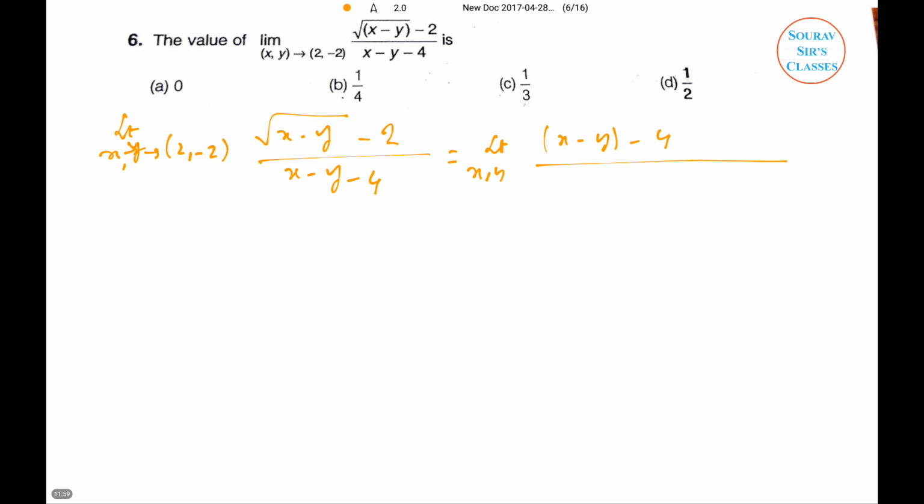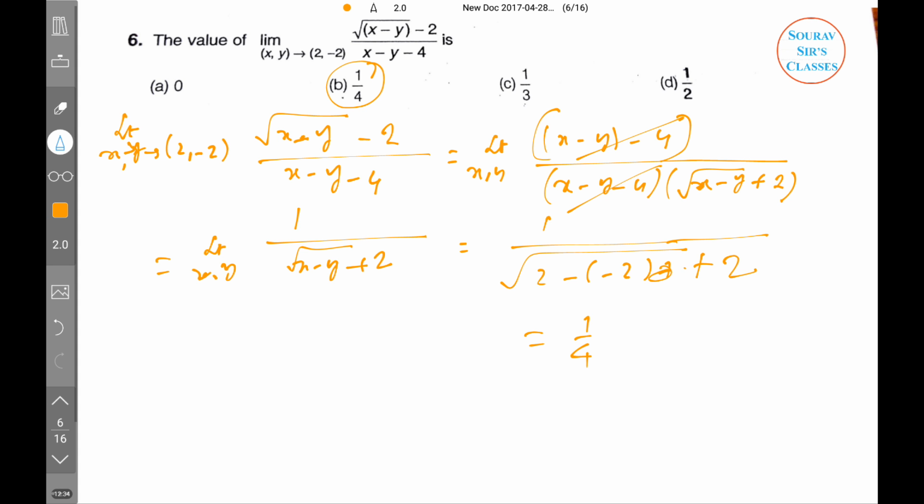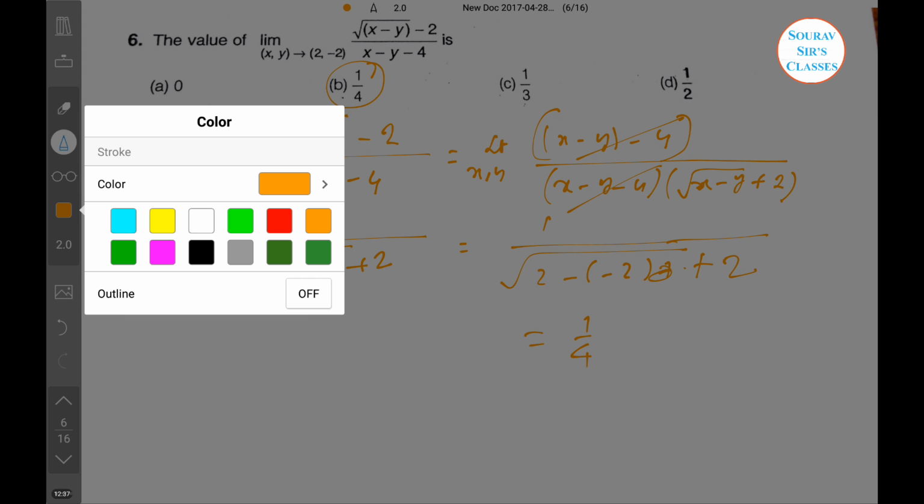What I have done, I have taken this as a plus and multiplied numerator and denominator. What I have multiplied is this thing, root over x minus y plus 2. So at the end you will get a function of x and y, 1 by root over x minus y plus 2, because these two have been cancelled out. So just put in the values, root 2 minus of minus 2, this is outside this. Answer is 1 by 4. So simply option B is your correct answer. Okay. Next.